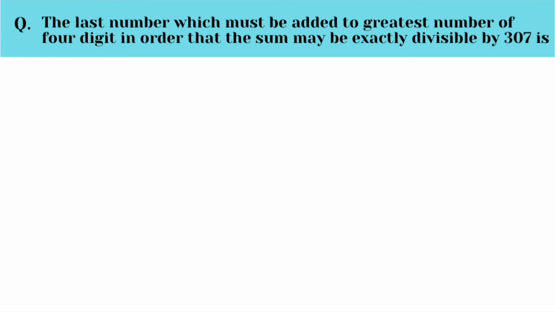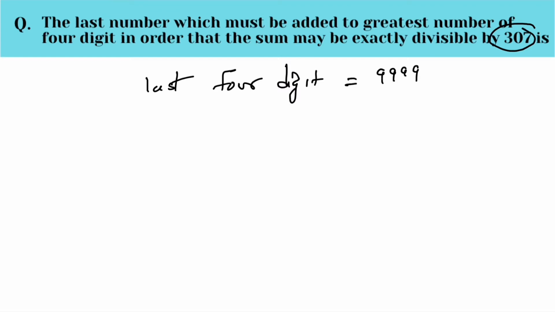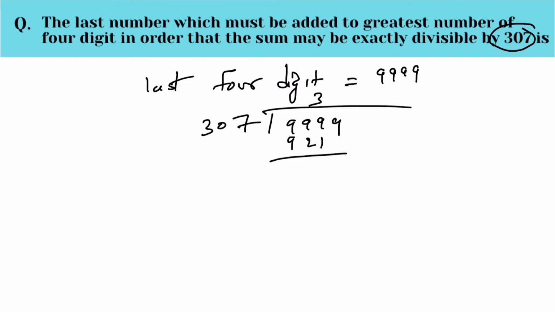Now, the question: the least number which must be added to the greatest number of 4 digits in order that the sum may be exactly divisible by 307. So we know that the greatest 4 digit number is 9999, and it has to be exactly divisible by 307. So divide it with 307. 307 3s, you will get 921, so you will get 9, remainder 8, 7, 89.